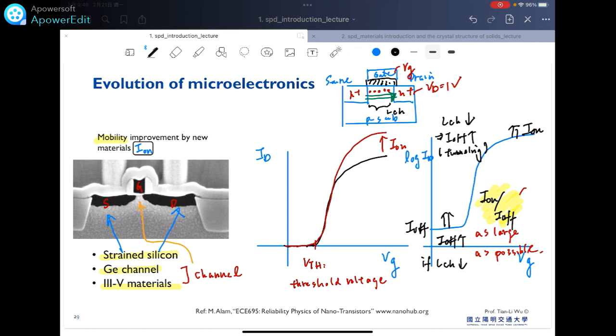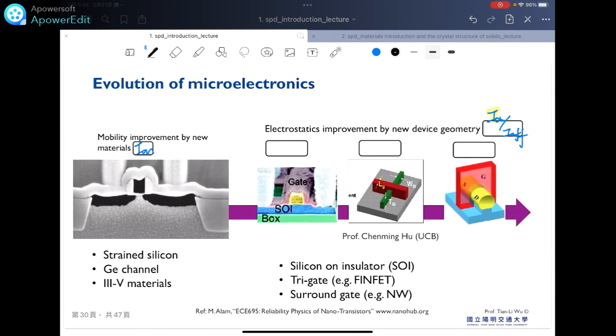And therefore, for the advanced device, we not only care about the I_on, but also need to consider the I_off as well. And that's why we move on to the next generation, which considers what we call the electrostatic improvement. The electrostatic is also considering the tunneling effect. It mainly considers the potential distribution under the channel, and in general we call this electrostatic. So we need to have better control of the electrostatic below the gate, and therefore we need certain new device geometry here.